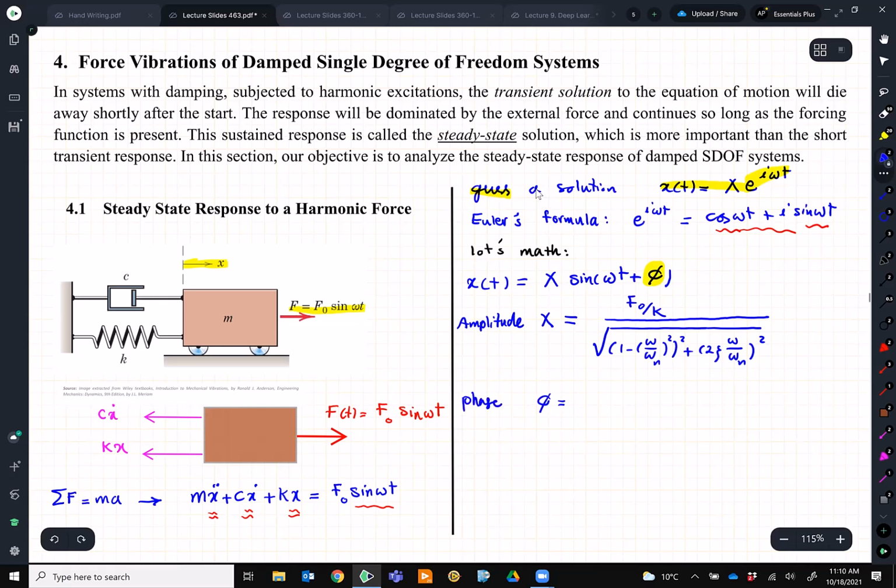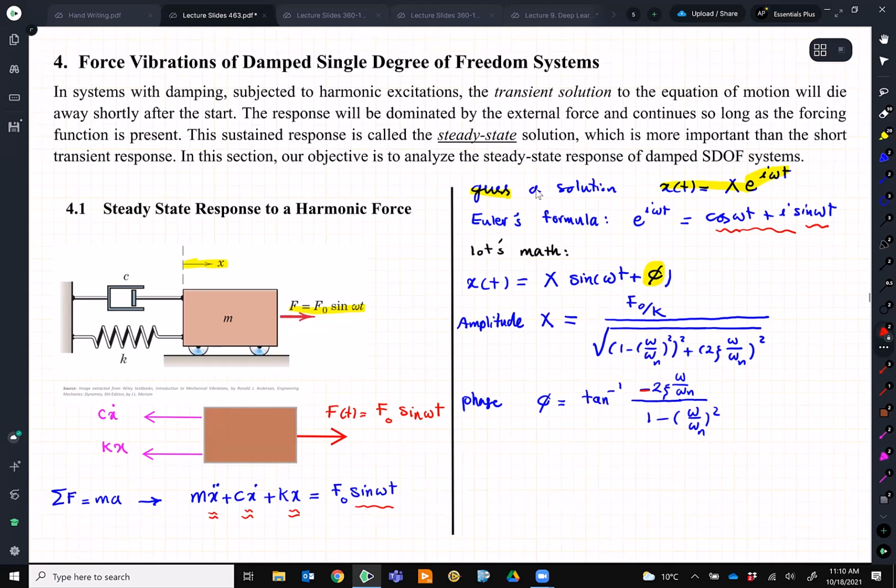And if we do the math again, we will find out that this phase angle is tangent inverse of minus 2 zeta omega over omega n, divided by 1 minus omega n squared. All right, so I emphasize this minus here. There is a minus there.